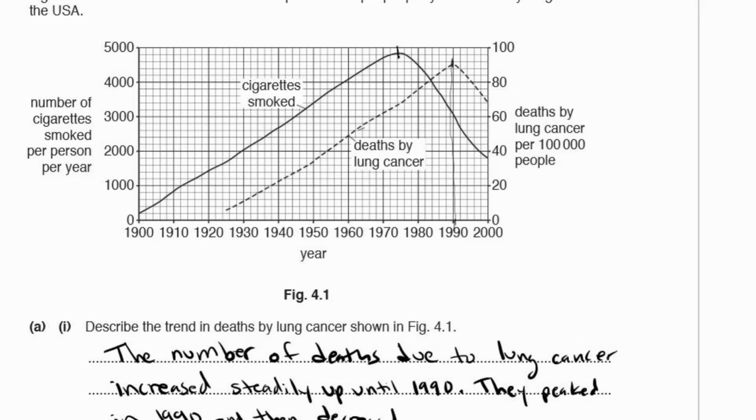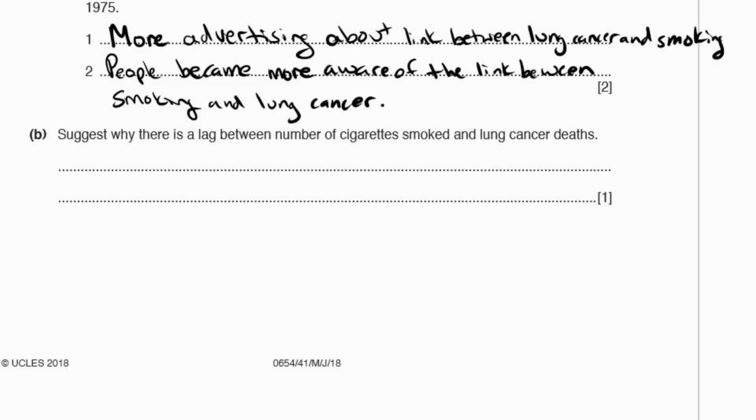So this is the peak of the number of cigarettes smoked, and this is the peak in the number of deaths. The peak is later. It's the same shaped graph, but at a different time. So the lag means it happens later. The reason for this is that lung cancer does not happen instantaneously. It takes years to develop. All right, let's move on.